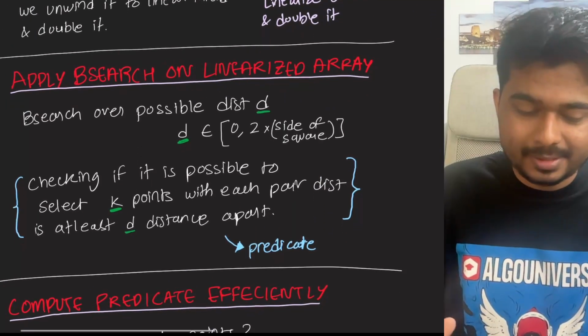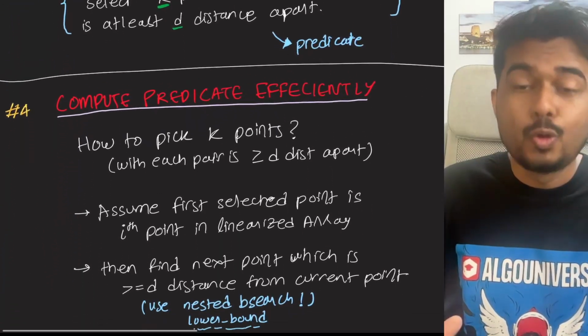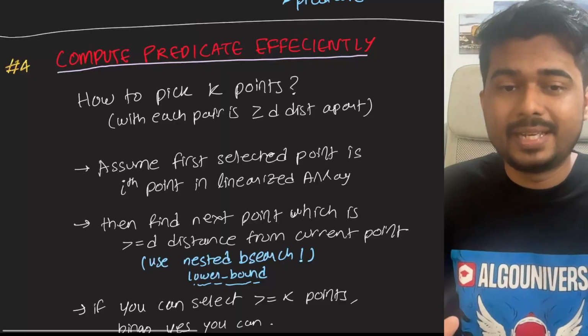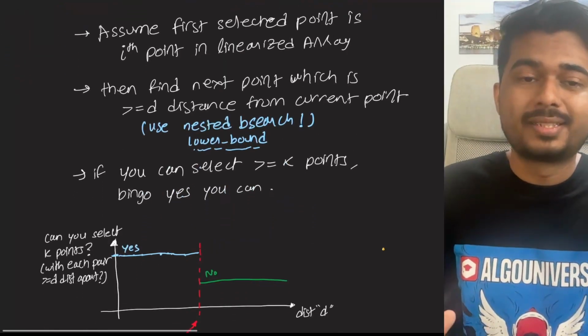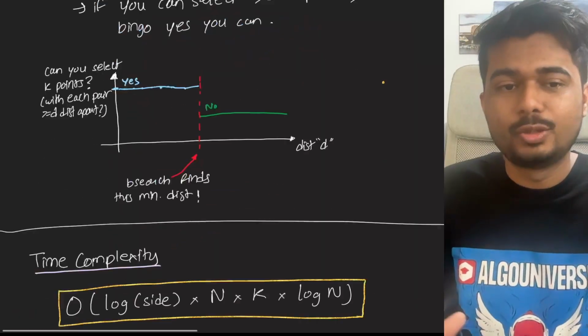This we have already discussed. The third part we have already discussed. And again, we have already discussed how to compute the predicate very, very efficiently, right? So this is the entire solution, and we have already gone through the entire solution.